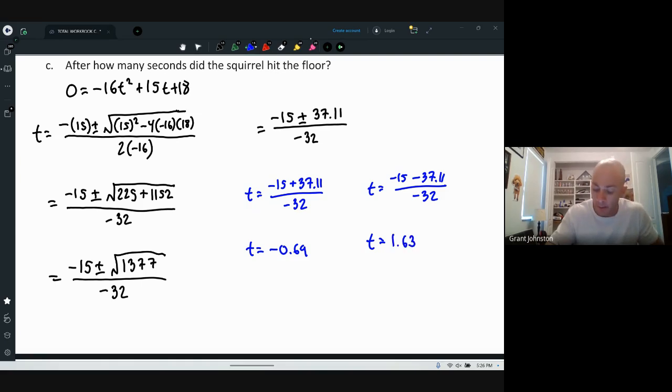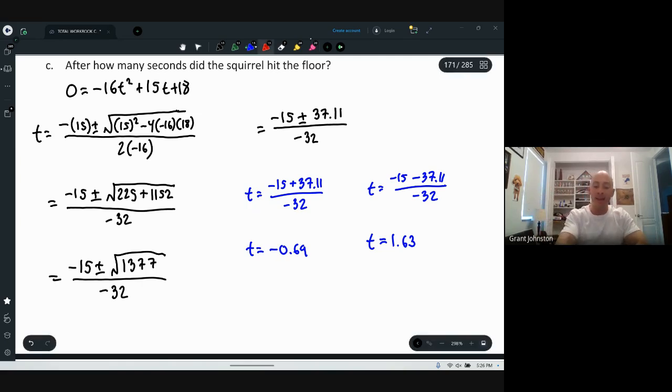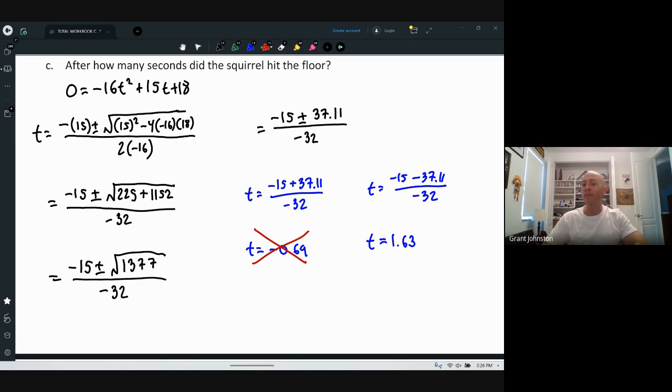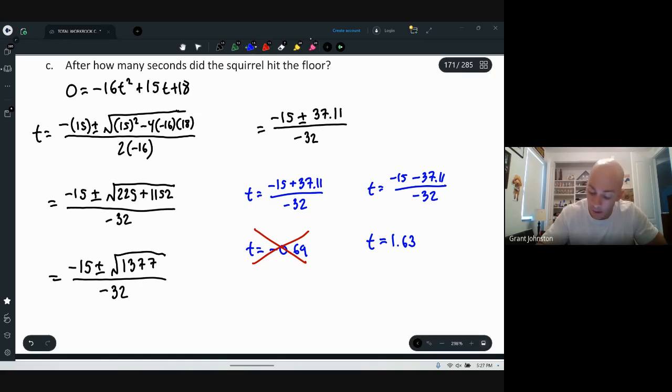Now, I have not circled either of these answers yet, because the truth is only one of them is truly an answer. It's asking, when does the squirrel hit the ground, right? When does the squirrel land? It doesn't make any sense for it to land after negative 0.69 seconds. That solution is extraneous. It doesn't make sense for the problem. So the answer is 1.63 seconds.